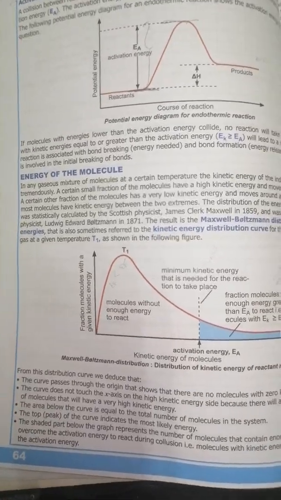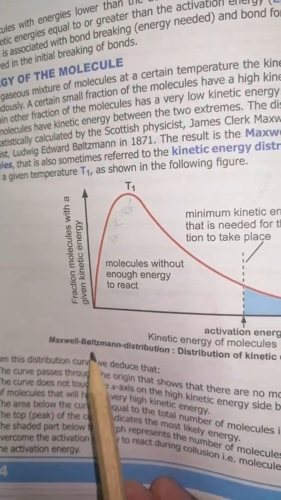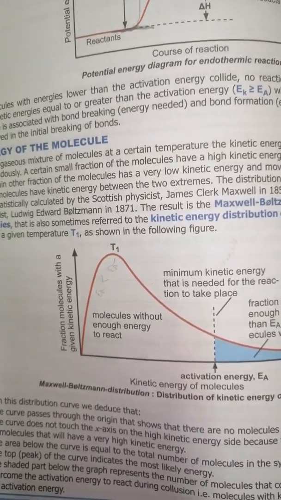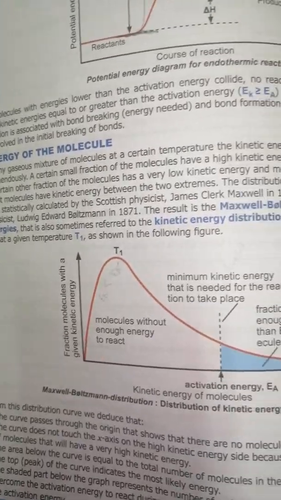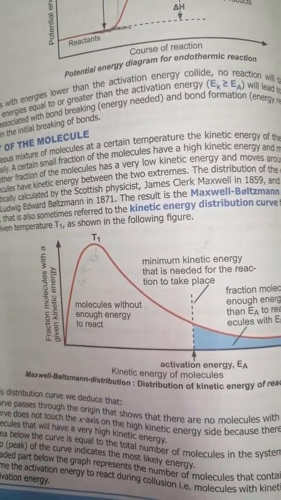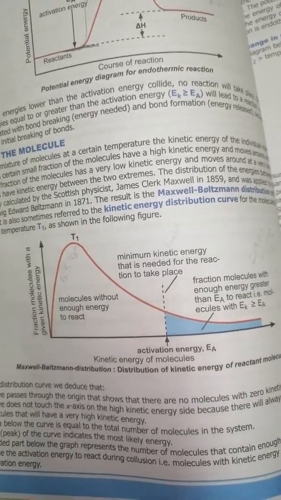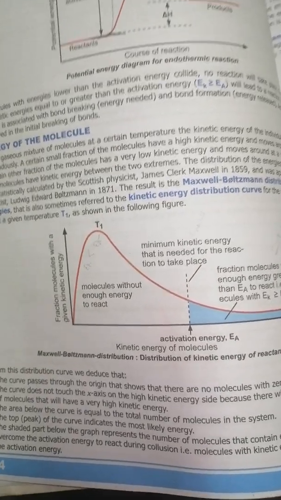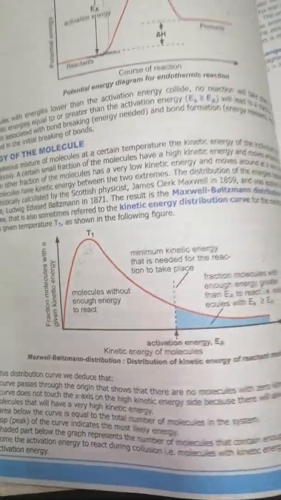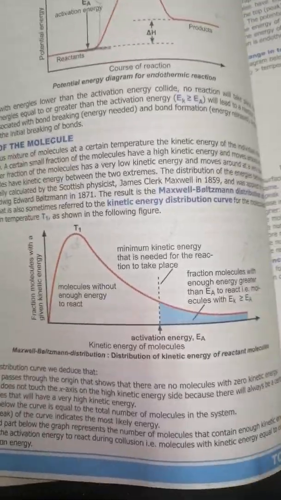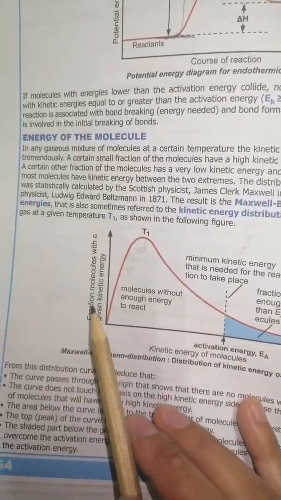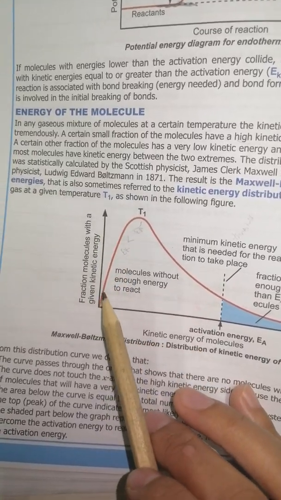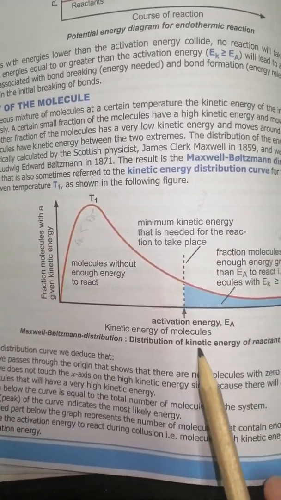Now, we have a graph which is called a Maxwell-Boltzmann distribution curve, and this graph tells us the fraction or how many molecules actually take part in the reaction, and how many have enough kinetic energy and how many don't have enough kinetic energy. Now, this curve is fraction of molecules with a given kinetic energy versus kinetic energy of molecules.